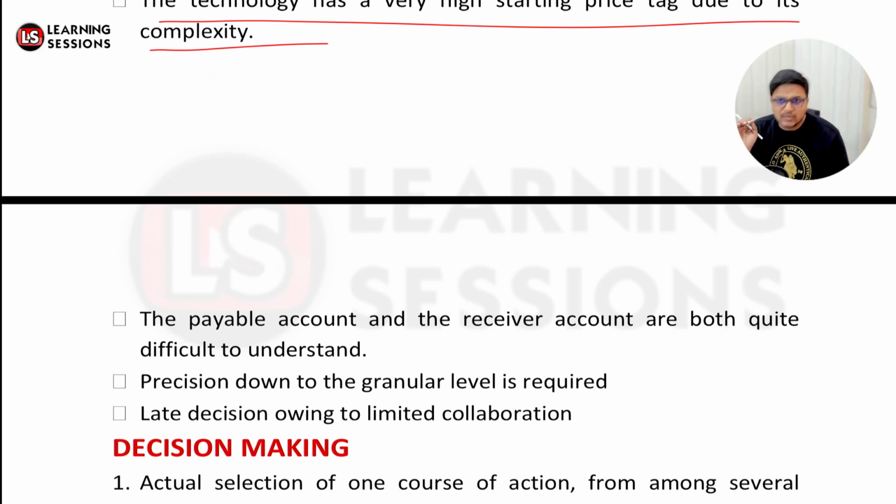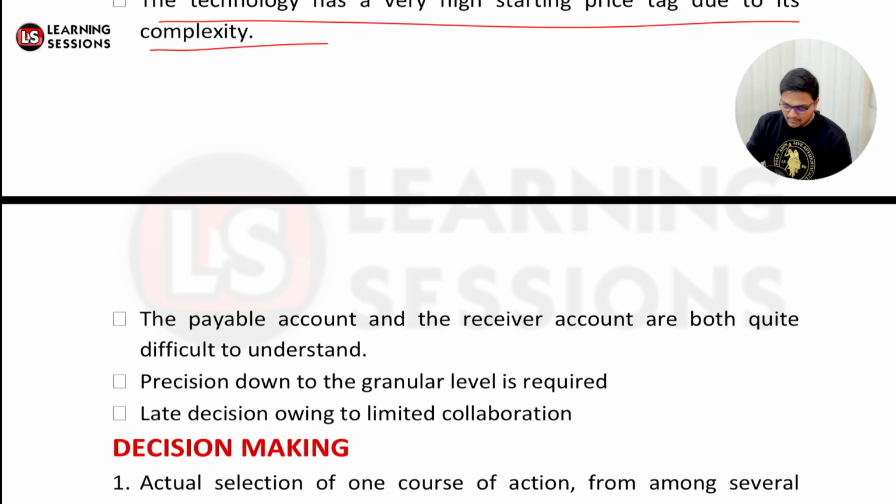And the payable account and the receivable account are both quite difficult to understand. You cannot even predict what will be payable and what will be receivable at that particular time, because the person may default, right? So you cannot predict precisely. And precision down to the granular level is required, but that is actually not possible, right? How much receivables will be pending, how much payables will be pending, is not predictable.